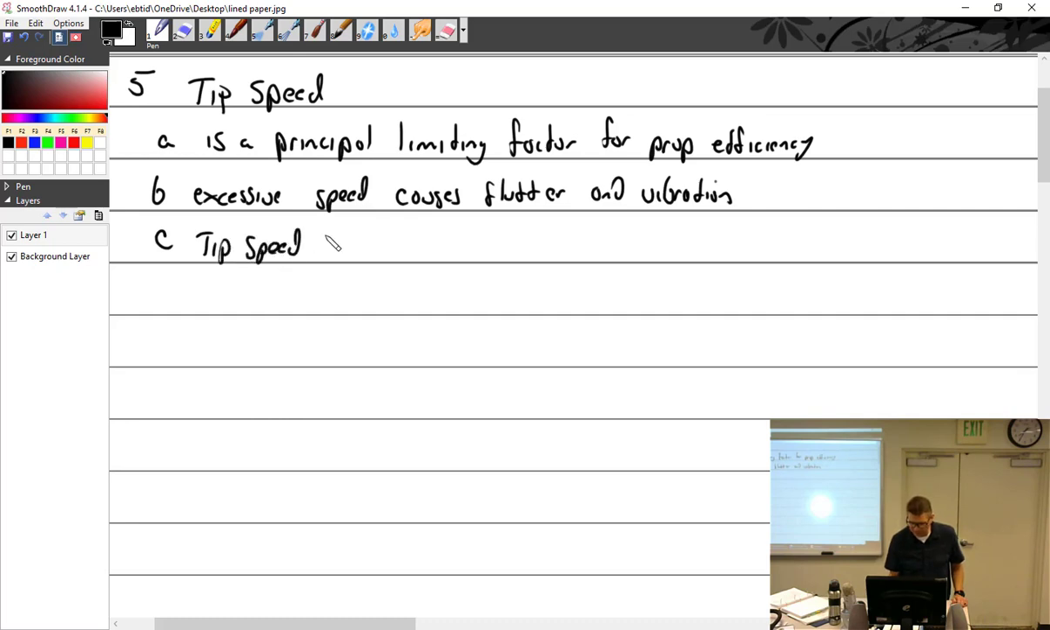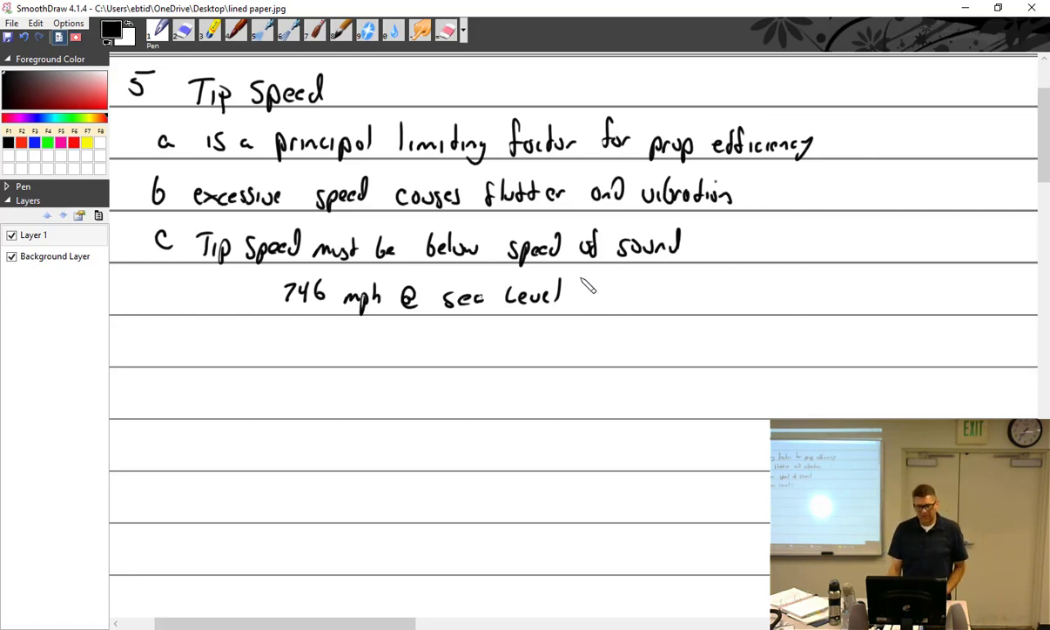So tip speed must be below the speed of sound, which is 746 miles per hour at sea level. And I would say, not only that, you can't go right up to that. Oh, 744, I'll be fine. 745, pushing your luck. No, you can't go transonic. You've got to be below that.